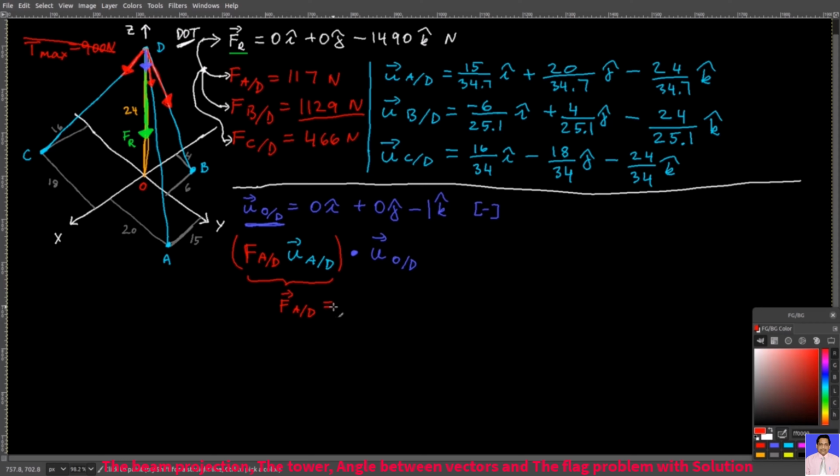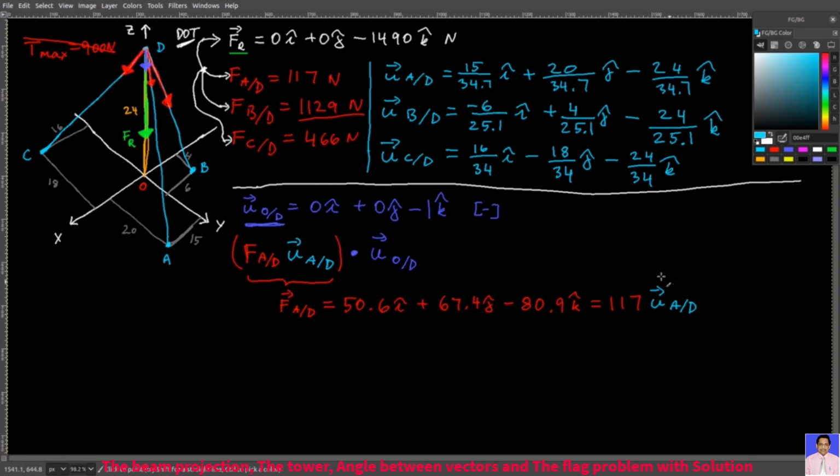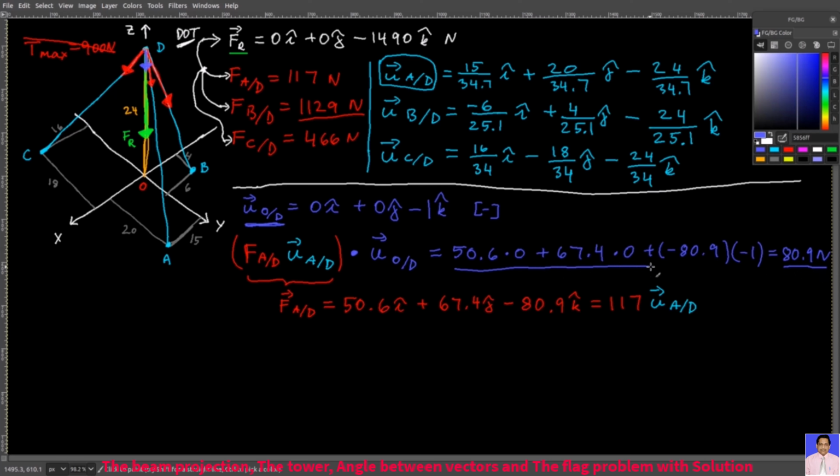Now this vector here in the Cartesian form, it's this one. So essentially, your magnitude was 117, and then this vector here, well, that's this one here. And then you dot it with this unit vector, and you have this result here, 80.9 newtons. Here I'm just doing the dot product. And again, this result is scalar.